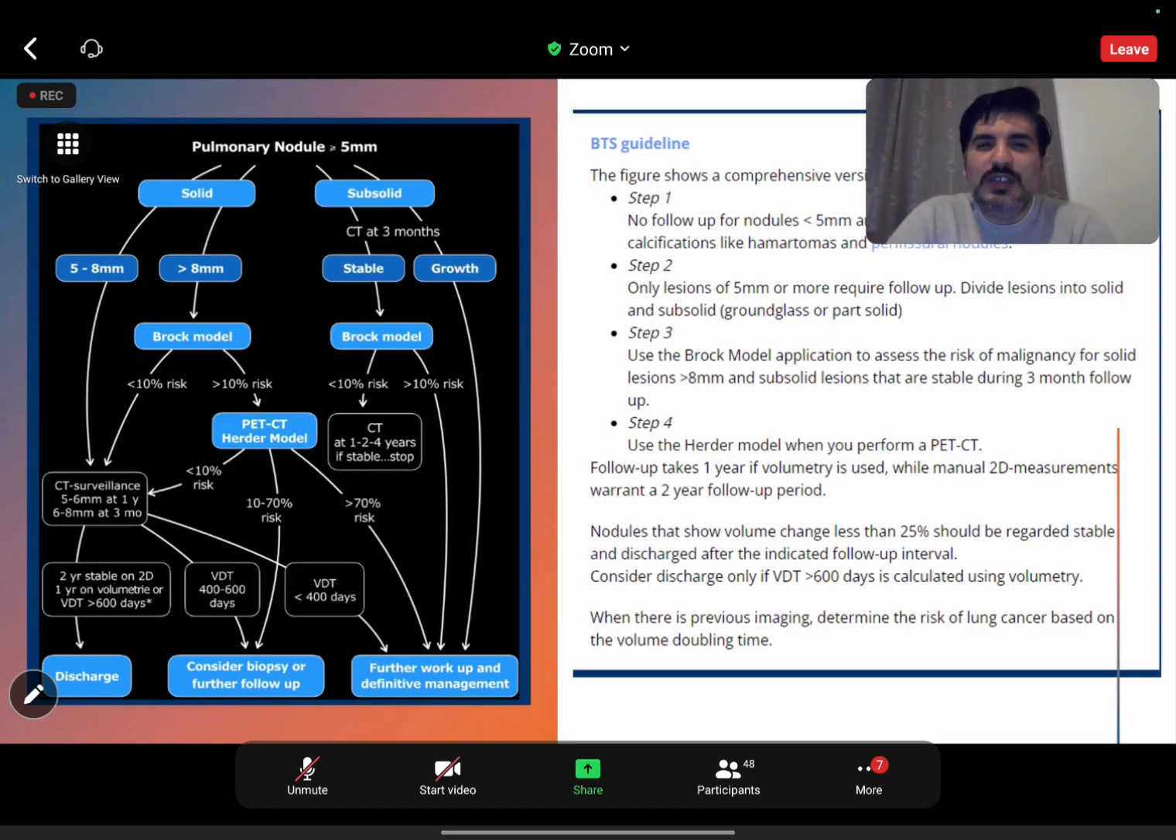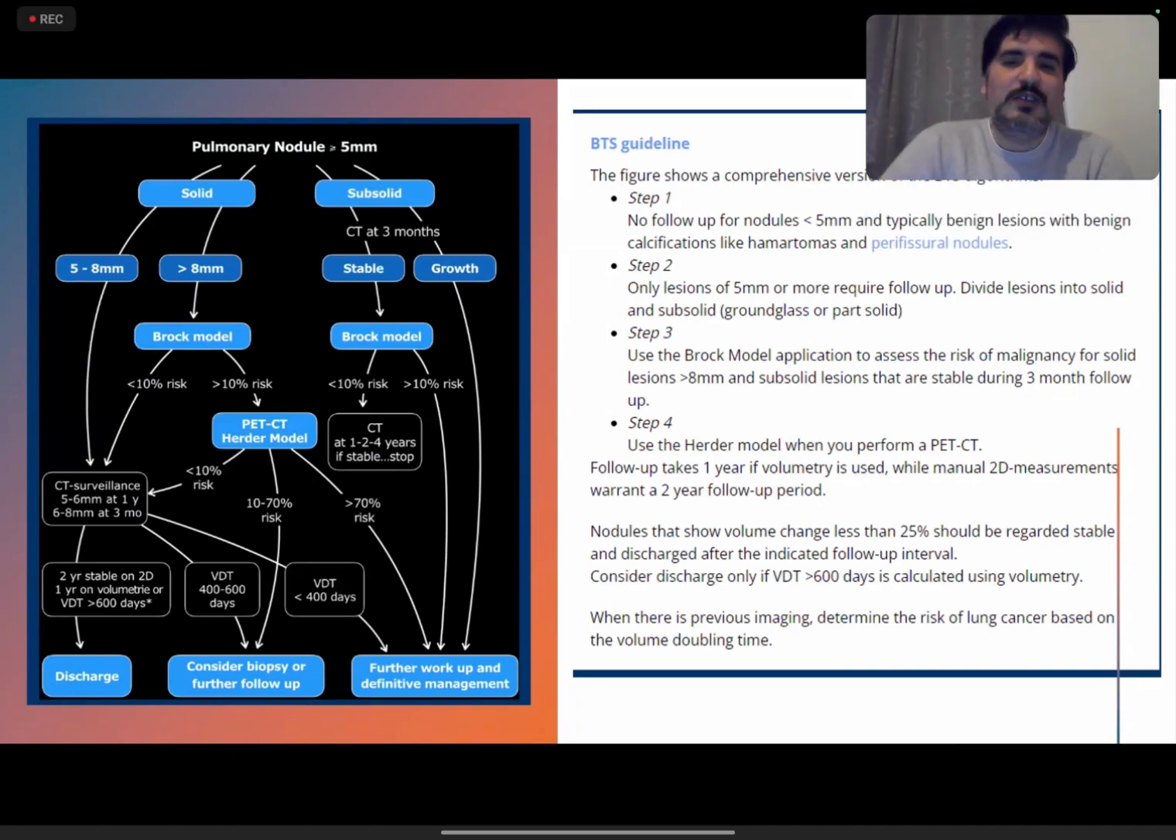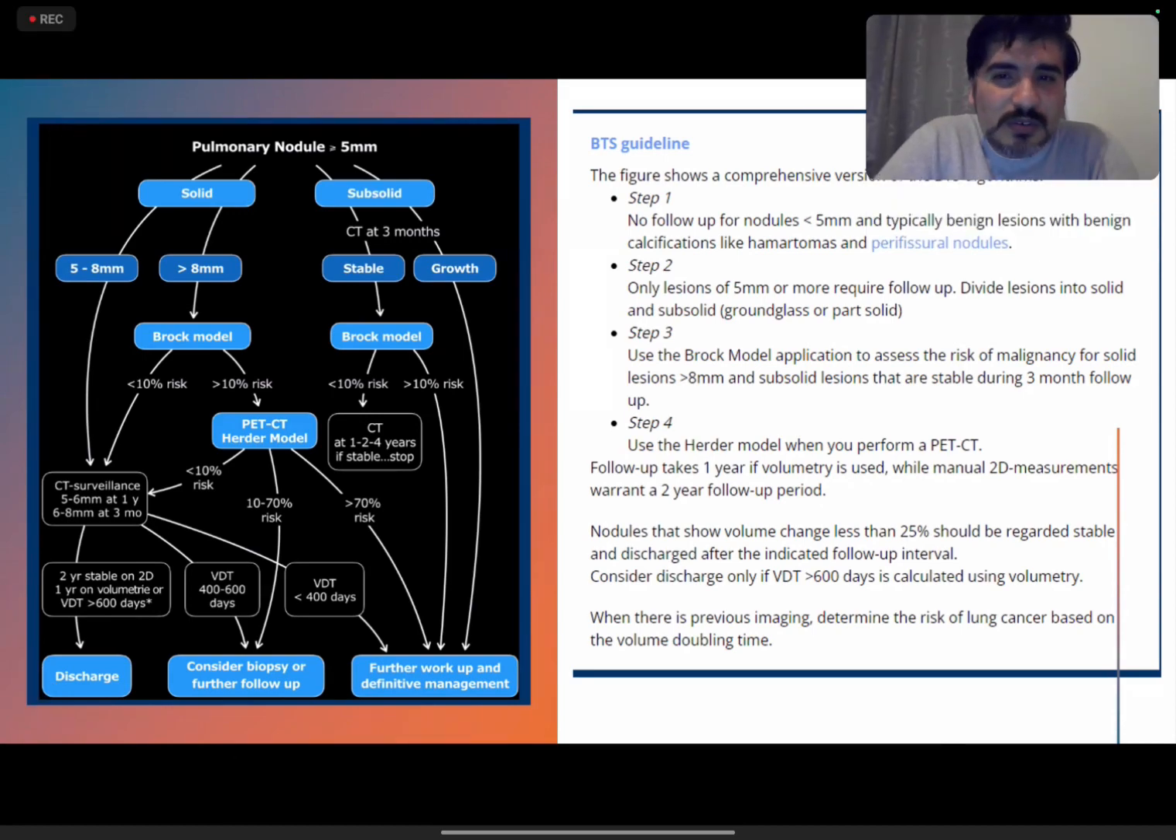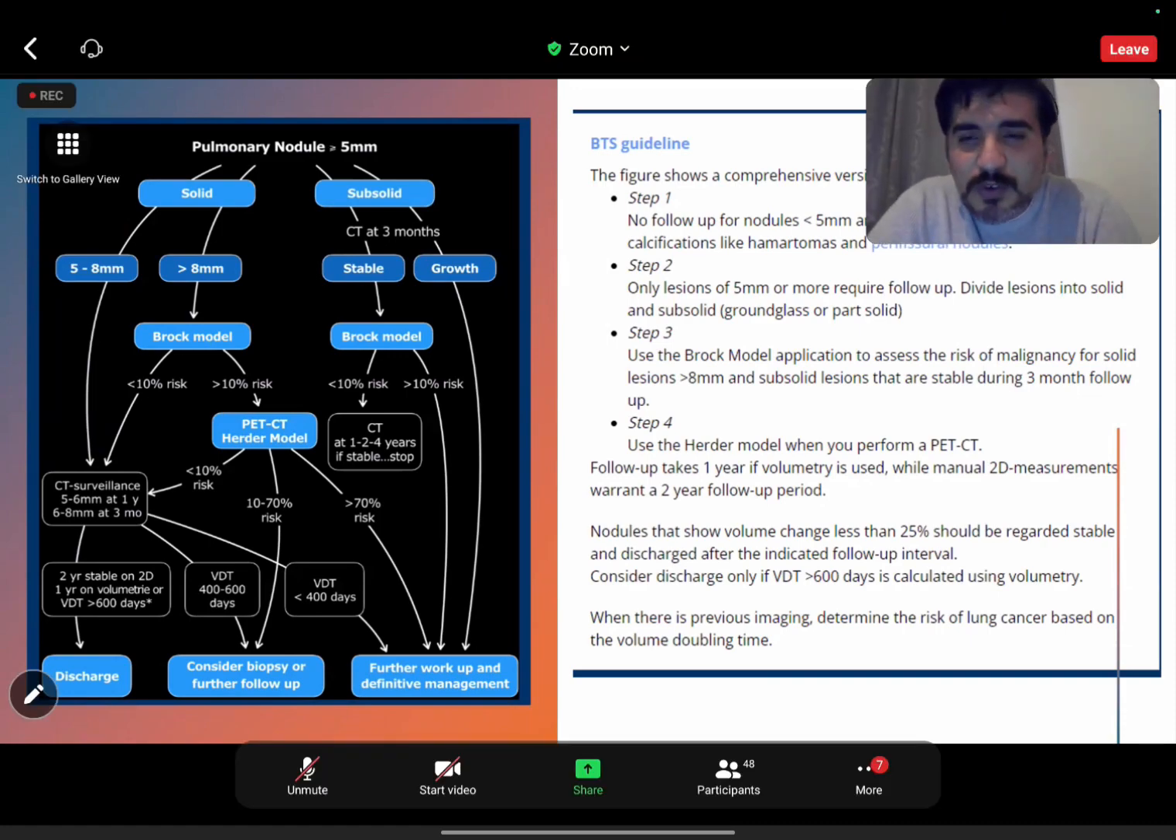If a nodule is less than 5 millimeter in size, we don't do any follow-up in the absence of primary lung malignancy. If there is a primary malignancy, we can do follow-up. If there is no malignancy at all, no history of malignancy, no known malignancy, then we don't follow up for lesions which are less than 5 millimeter in size. Okay.